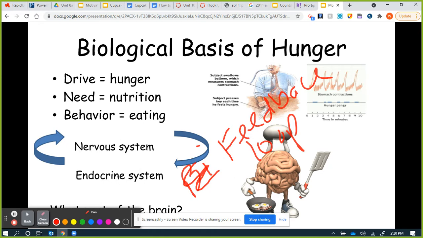The brain, the hypothalamus, sends out hunger signals through the neurotransmitter orexin. Those hunger signals communicate with the pituitary gland. The pituitary gland causes the endocrine system to release certain hormones, and then those hormones also communicate back with the hypothalamus. So make sure that you know the hypothalamus is involved in hunger, and that it is a feedback loop.